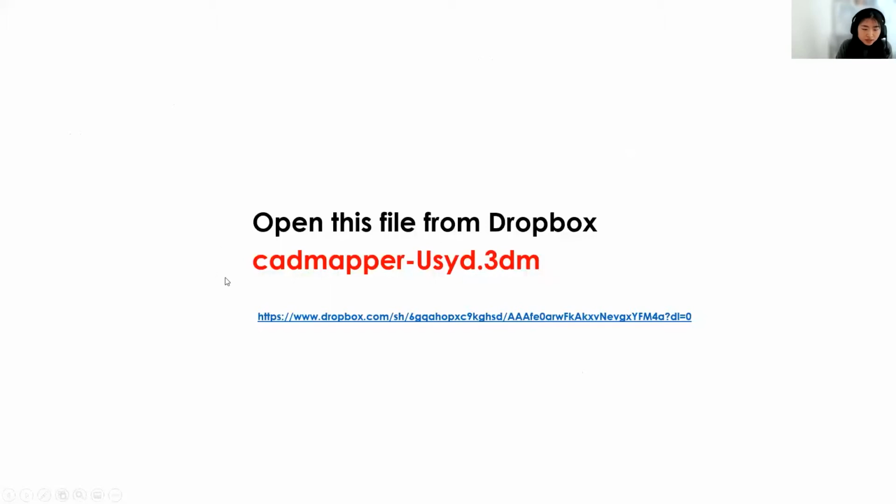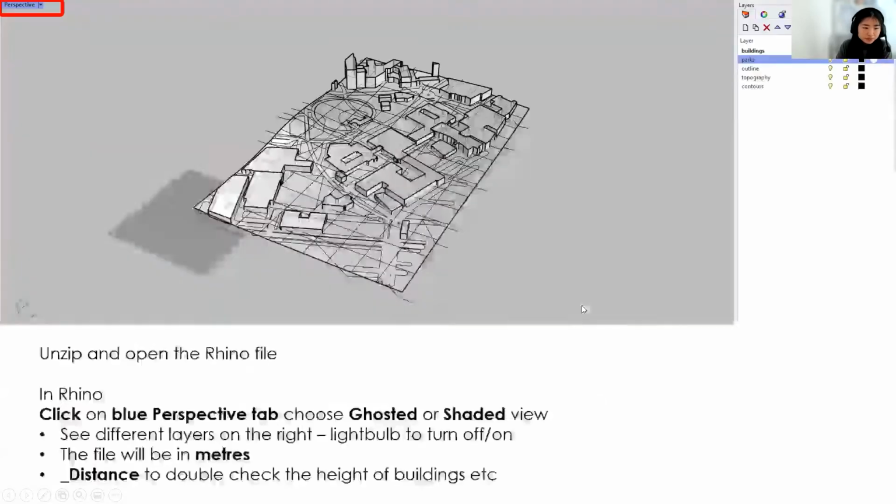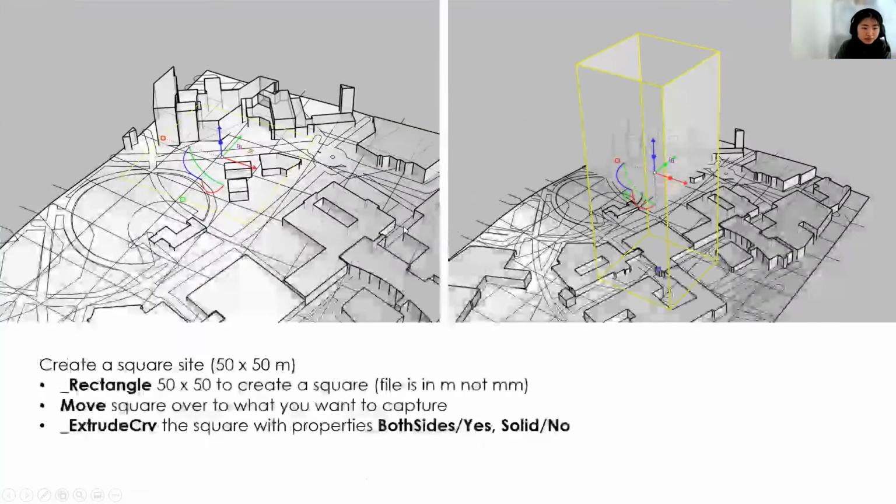So everyone, we're going to use this one here, and then we're going to move to Rhino 7. I'll give you a brief overview of what we're going to do, and then we're going to go ahead and share my screen. I'm going to share my screen on Rhino. Once we have the site, we are first going to check the distances and see that it's actually to scale. You'll notice that the file will be exported in meters and not in millimeters.